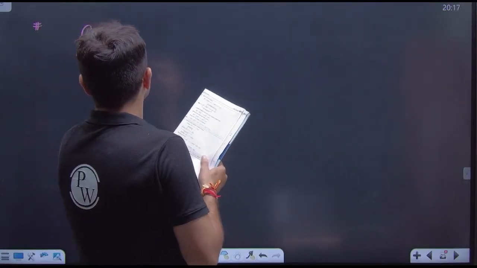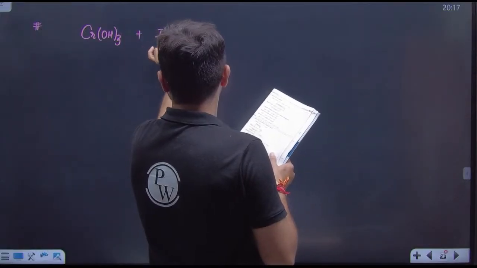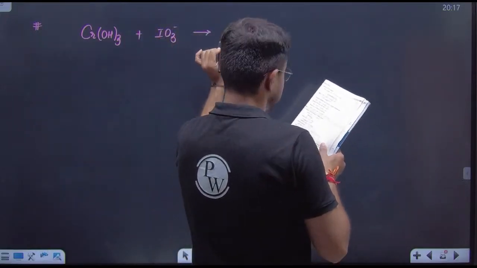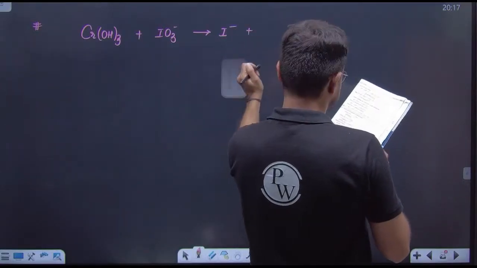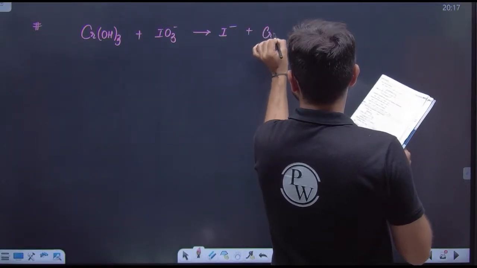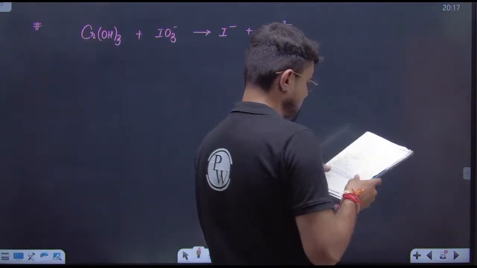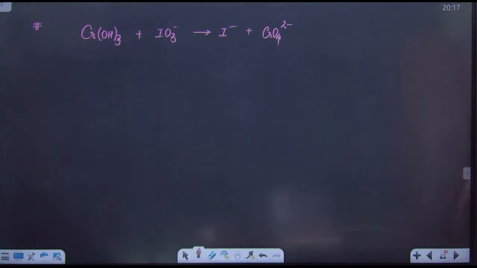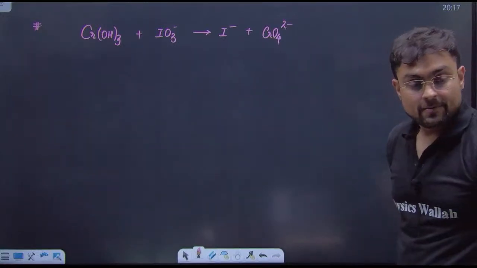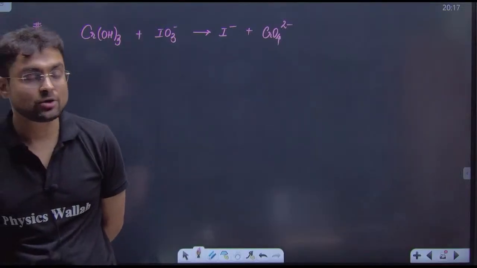So Cr(OH)3 plus IO3 negative is giving us I negative plus CrO4 dinegative. Okay. Now guys, everything is similar up to balancing oxygen atom and hydrogen atom.